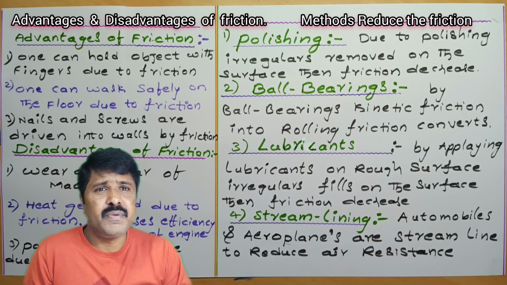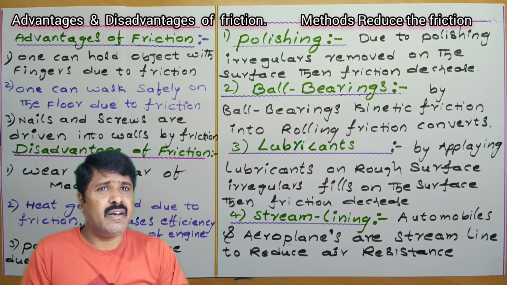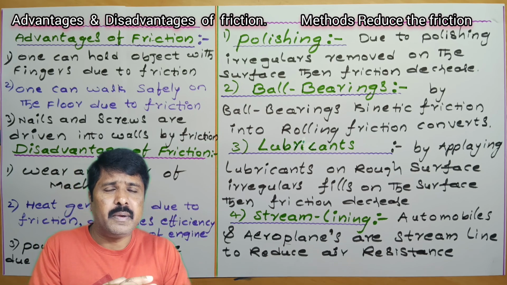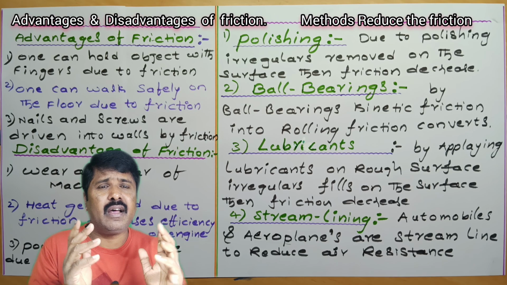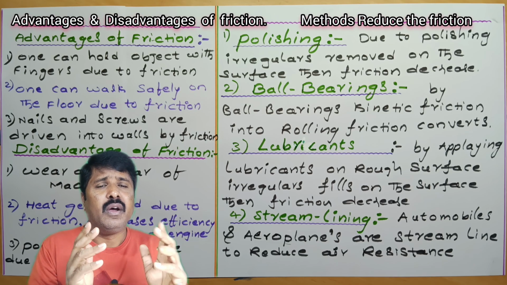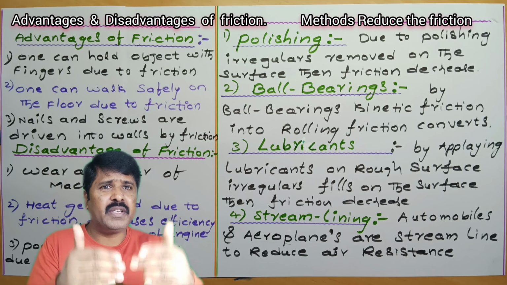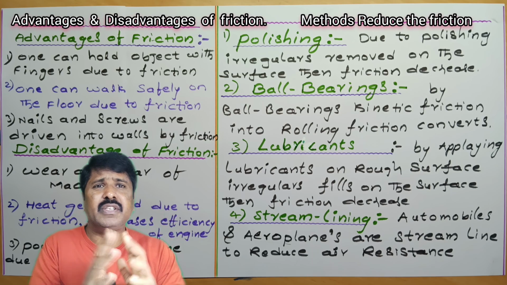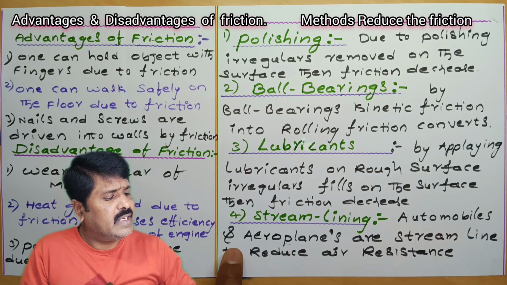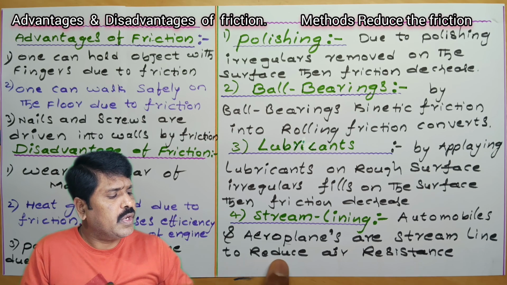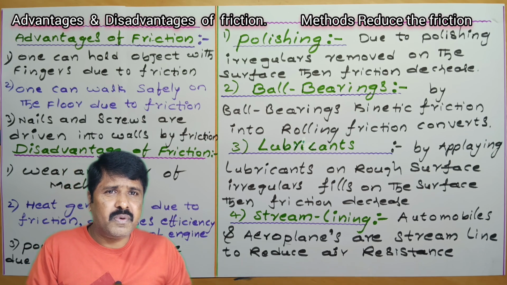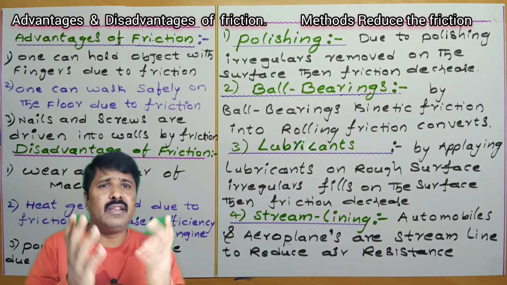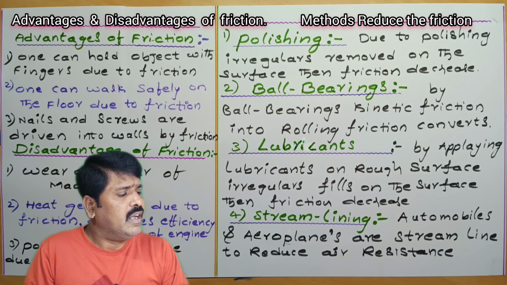So oil and grease are used in the engines of bikes, cars and other heavy vehicles also. And streamline the front portion of the vehicle, such as an aeroplane, bus, lorry or car especially. The front portion should be in a curved shape. Even a bus's front portion looks like a rectangle, but it is not a rectangle, so the edges must be curved. Automobiles and aeroplanes are streamlined to reduce air resistance, so the frictional force decreases. Due to the curvature, air flows easily along the curve, so automobiles are streamlined.